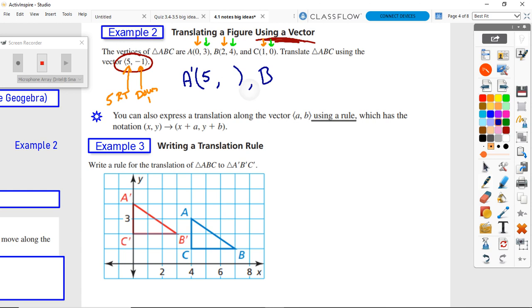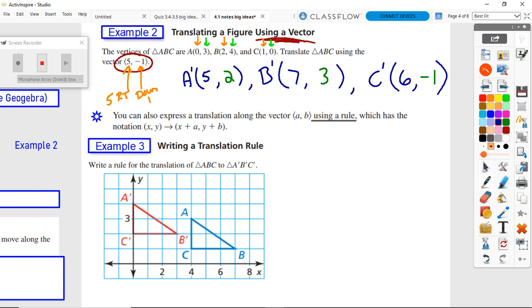Doesn't matter. Add 5 to that. Add 5 to C's x value. So you got that going for you. And then subtract 1 from all of your y values. So 3 becomes 2, 4 becomes 3, and 0 becomes negative 1. And that's it. That's the translation of this triangle, the whole entire thing moves 5 units to the right and 1 unit down.